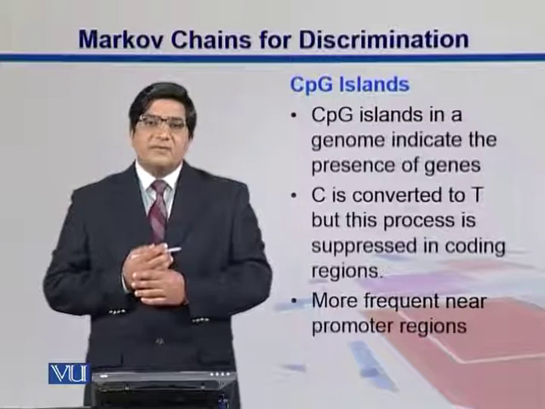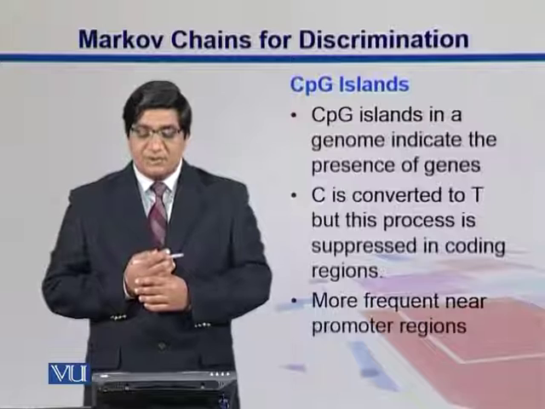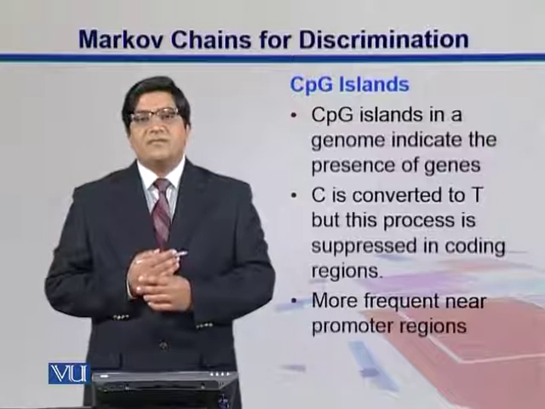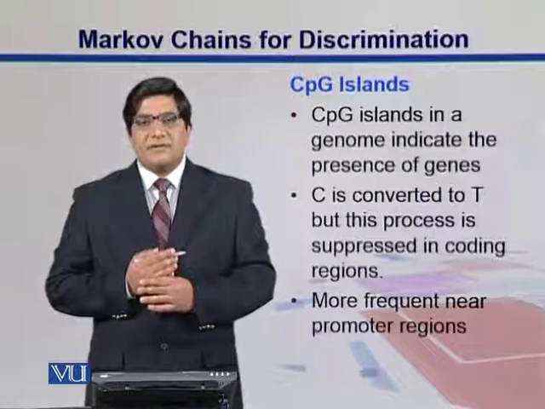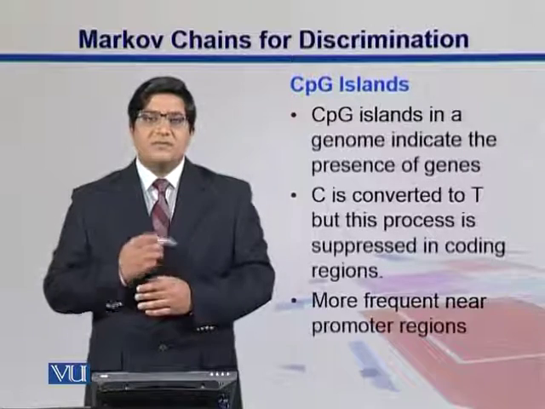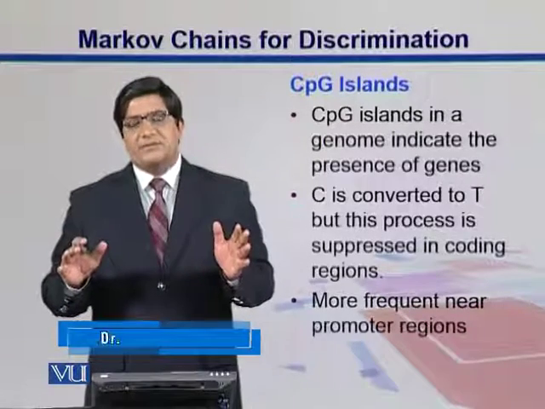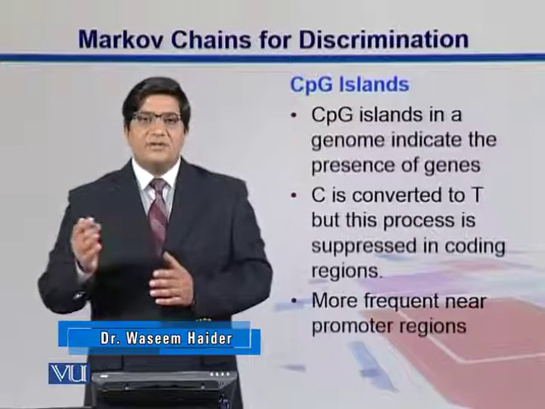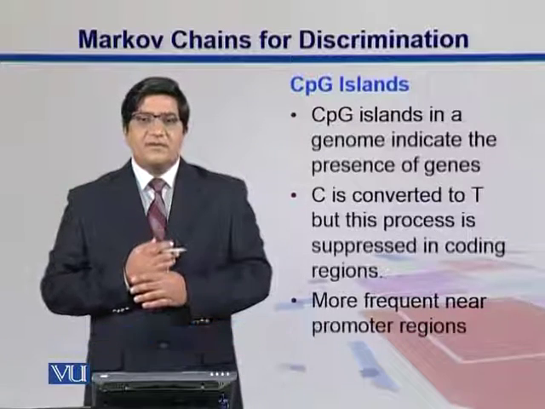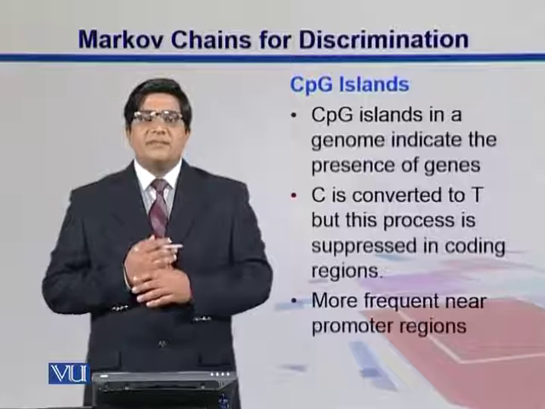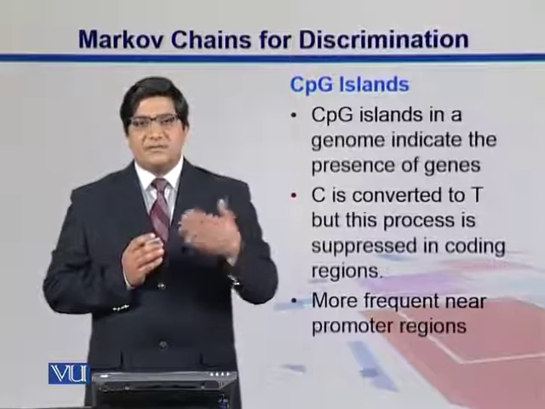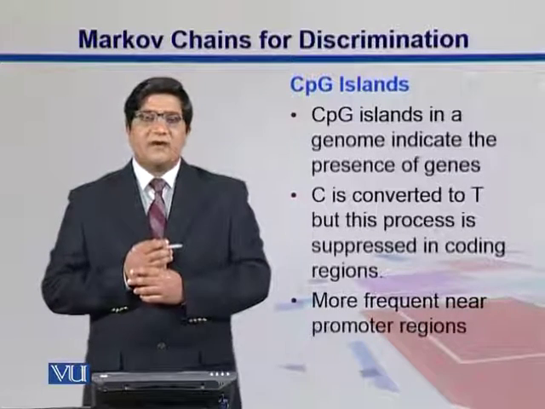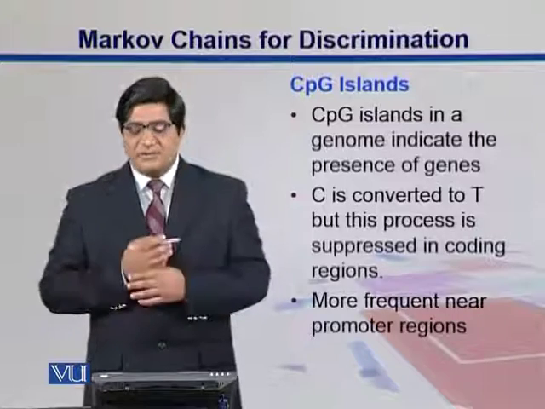What are CpG islands? CpG islands are present in a genome, and they indicate the presence of genes. Whenever C and G are present together, the C most of the time gets converted into T in the genome, so we'll observe more T's. But this process of converting C into T is reduced around the genes or around the coding region. So wherever we find those CpGs, we can expect that there is some gene coming in that region.